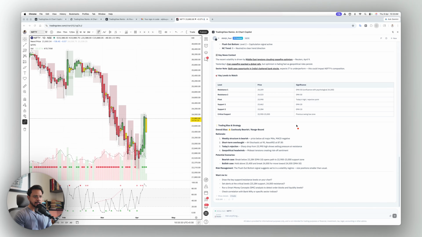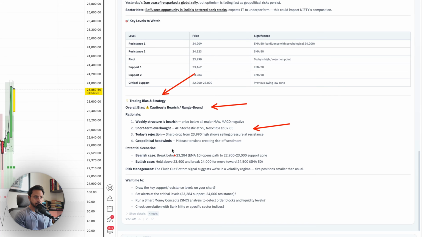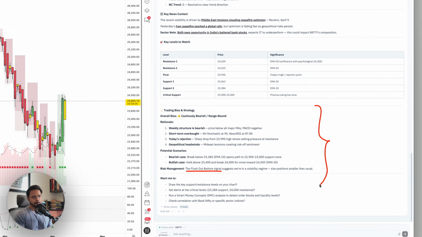And then it ends its analysis with trading bias and strategy. Overall bias, a rationale, potential scenarios, risk management. The flush out bottom signal, now this flush out bottom signal, it is picking up from my next indicator. So probably all of us will not understand, but not bad.